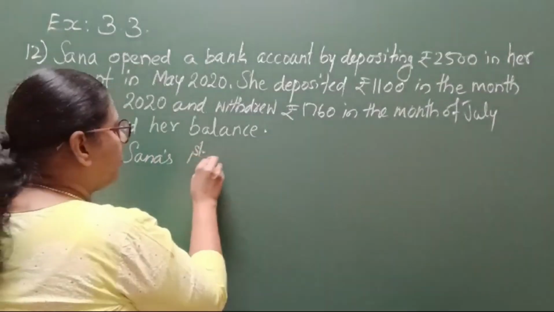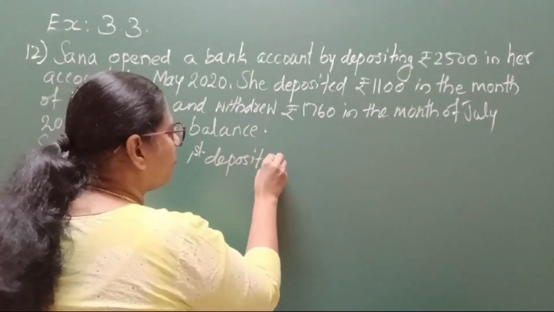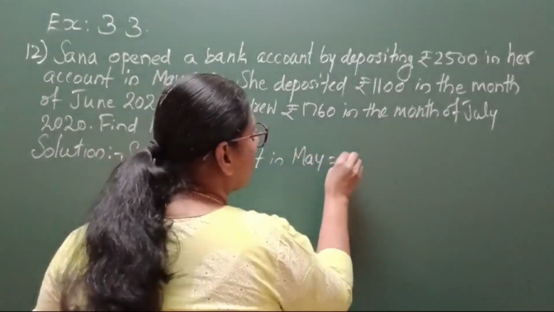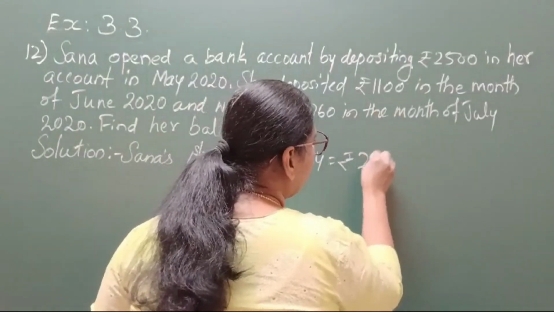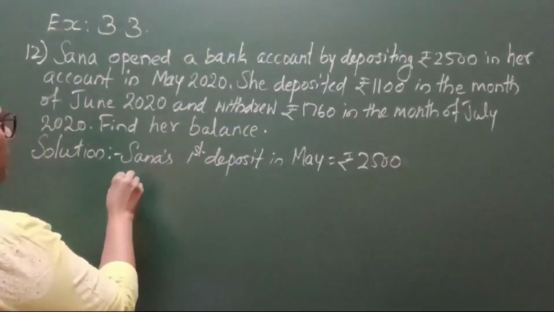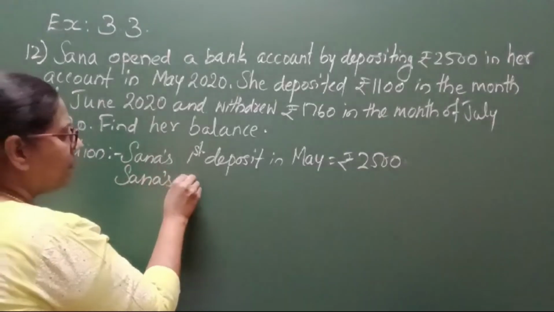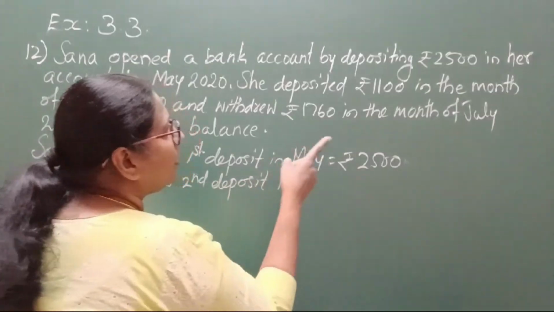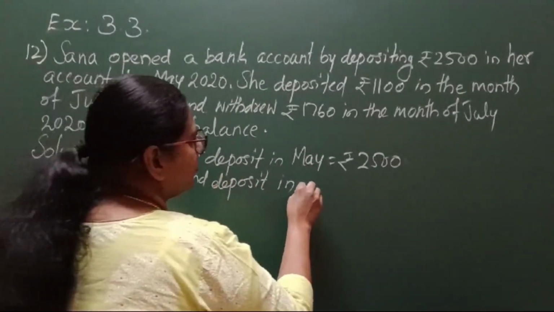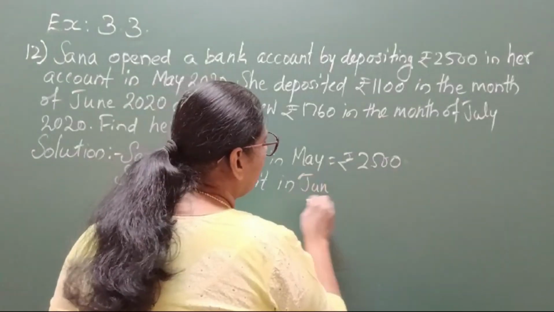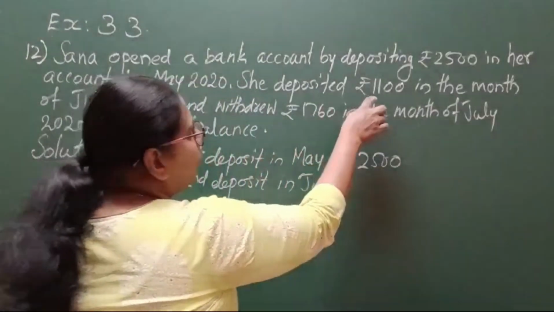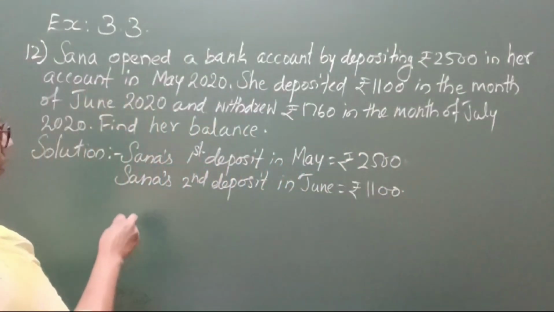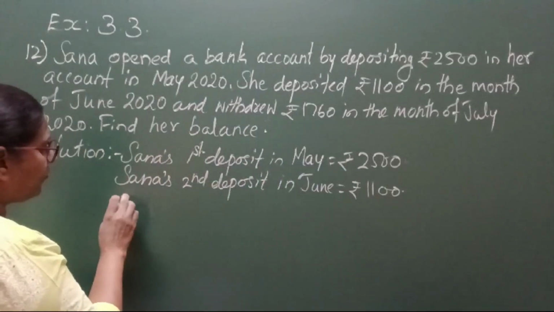Sana's first deposit in May is equal to 2,500 rupees. Sana's second deposit in June is equal to 1,100 rupees. Now we'll find the total deposit of Sana.